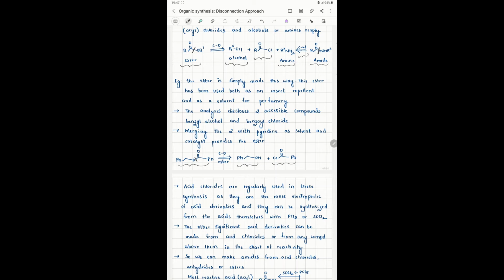When we do a reaction, that means merging these two in the presence of pyridine as a solvent and a catalyst, it is going to give me the ester. So benzoyl chloride reacts with benzyl alcohol to give me this particular benzoyl ester. This is a very classic example of an ester which can be used as a solvent and also in perfumery. Here you can observe that I have just done a one group disconnection, that is one group C-X or 1C-X disconnections.